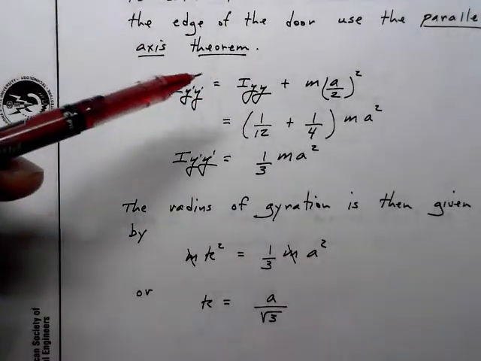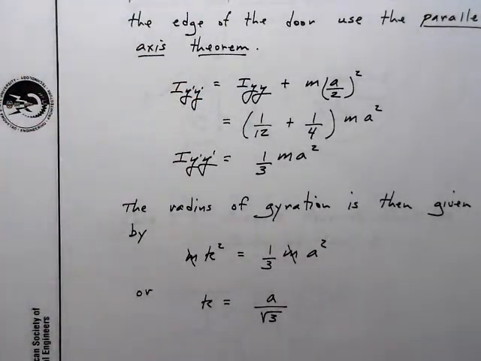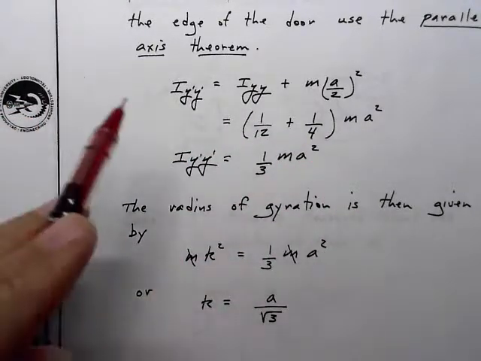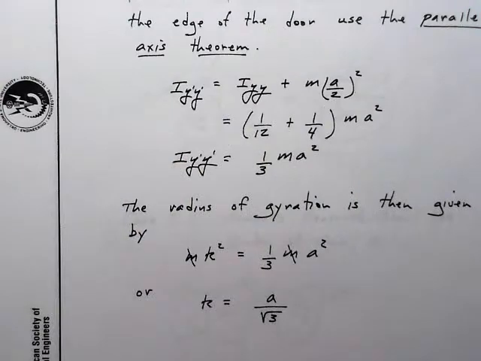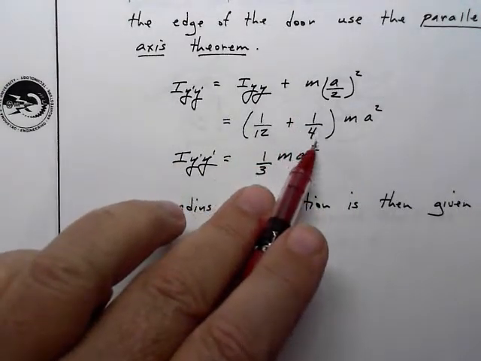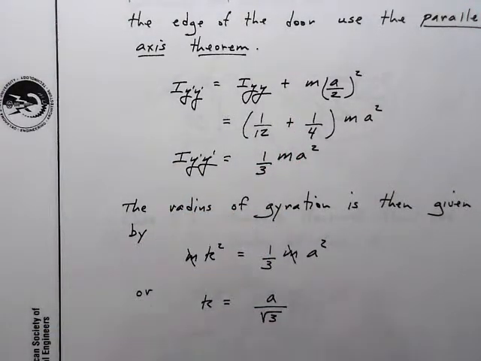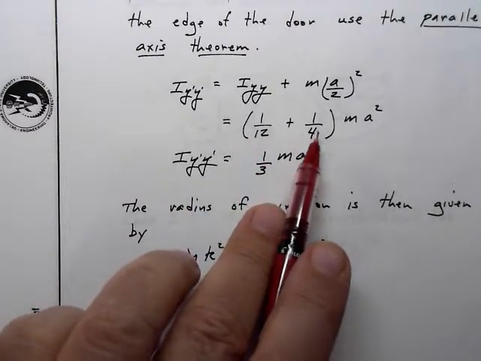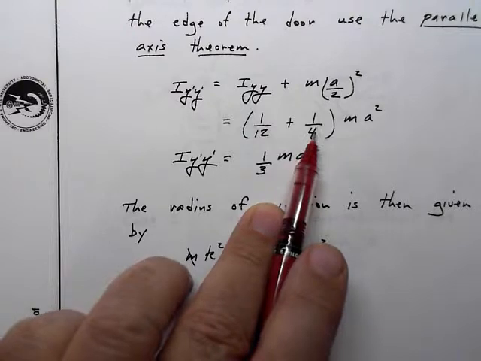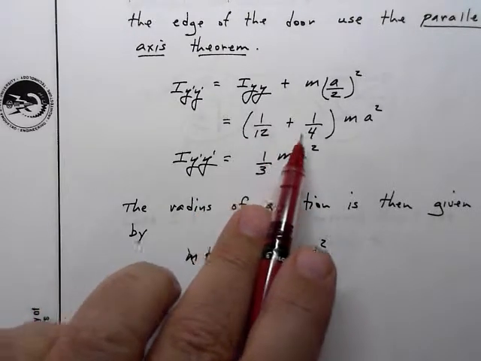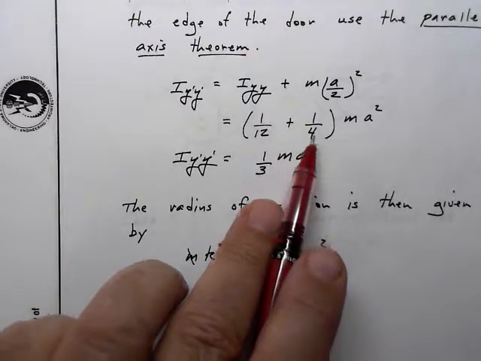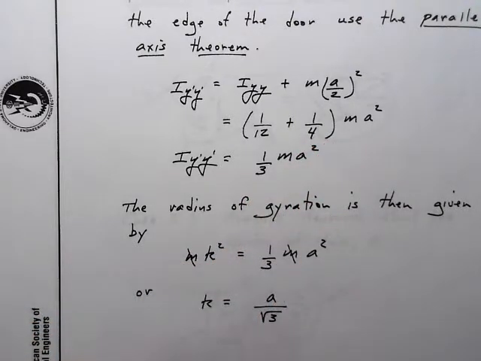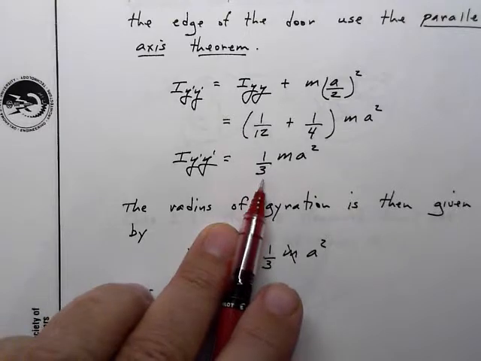And so our moment of inertia will be our original moment of inertia, 1/12 ma squared, plus m times a over 2 squared, which is going to give us a 1/4 ma squared. Isn't it interesting how much the moment of inertia grows when we move it away from the centroid? It started off as 1/12, and this would be 3/12. So 3 times as big is what we're adding in, so that our final moment of inertia is 1/3 ma squared.